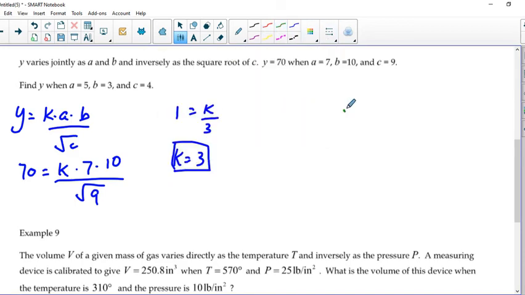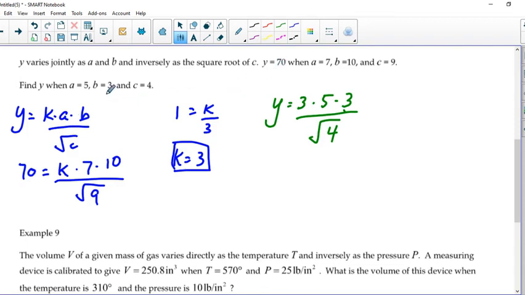And then the old what happens when? Okay. Find y when a is equal to 5. I love when it's find y. I don't have to do any work. So k is 3, a is 5, b is 3, c is 4. Okay. y equals kab over the square root of c.